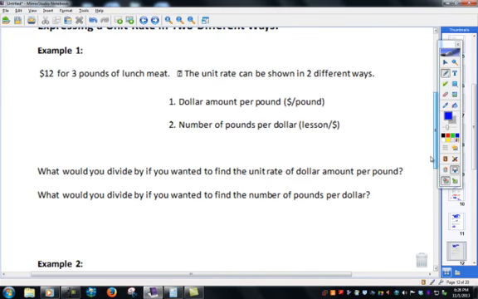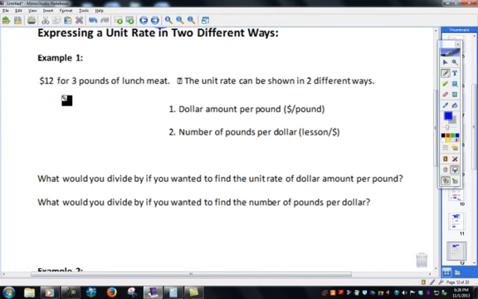12 pounds for $3. This is what I talked about just a minute ago, as far as unit rates can be shown in 2 ways. So I gave you this lunch meat example.